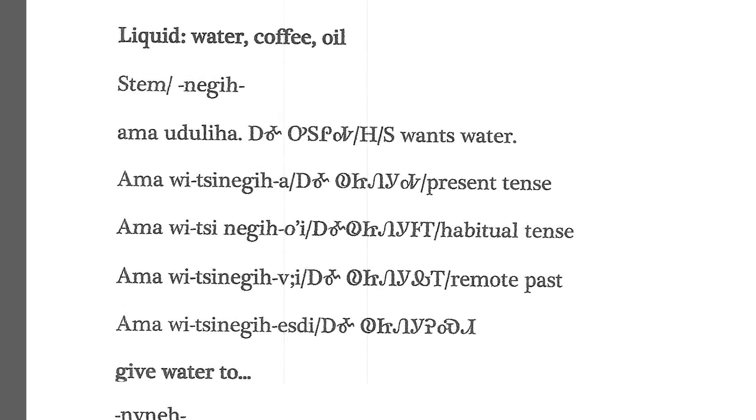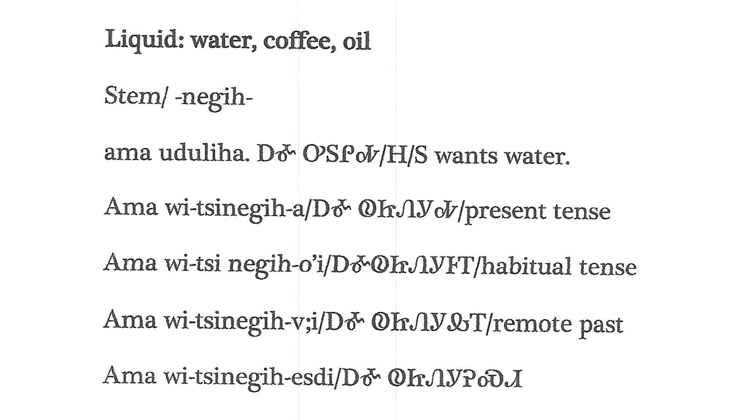I wrote a little sentence here. Ama, duliha: he or she wants water, okay? Ama wajinegi ha. Wajinegi ha: I'm getting the water, present tense. Ama wajinegi hoi: always go get water. Ama wajinegi ha: always getting water. Ojinegi's hissing: I will be getting water.